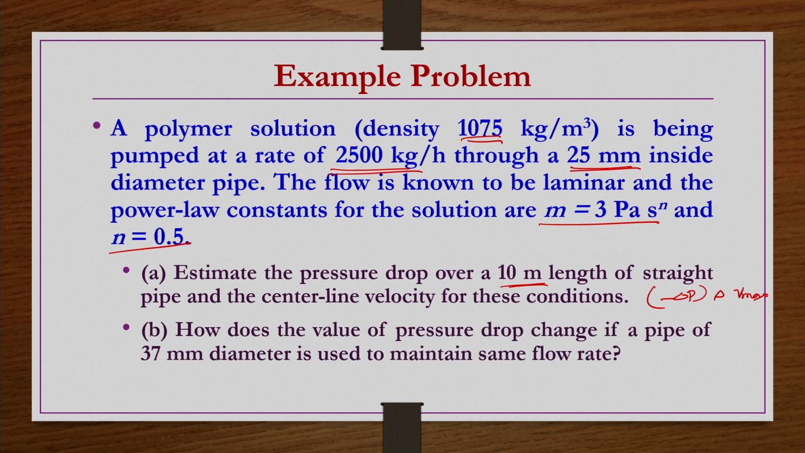The second part of the question: how does the value of pressure drop change if a pipe of 37 mm diameter is used to maintain the same flow rate? If you maintain Q the same and increase the diameter of the pipe, how much will the pressure drop change? That is the second part.